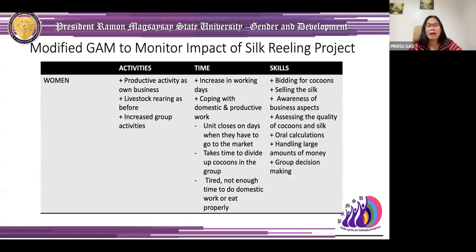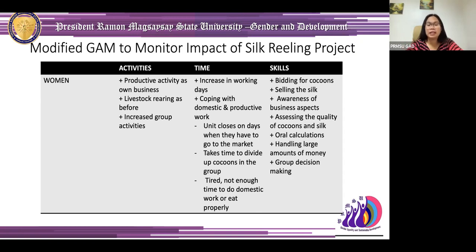Now ito yung result ng GAM. According to the women, productive activity, because magiging productive activity siya kasi they will own their business. And then livestock rearing as before. And then also magkakaroon ng increased group activities kasi they will be involving themselves sa market. Yan, mas ma-expose sila. Sa time naman po, magkakaroon sila ng increased working hours or working days. So somehow fulfillment sa kanila kasi they can work. They are able to cope with domestics. Siyempre may mga gawain sa bahay and then they are able to cope with it.